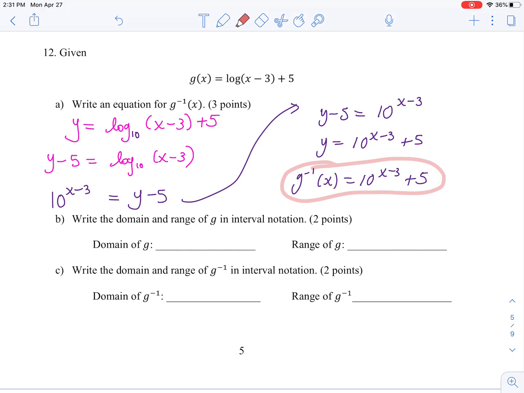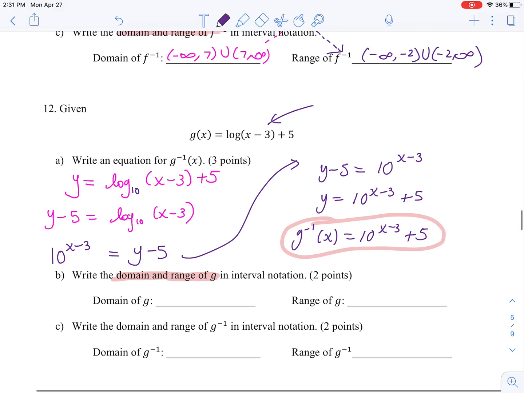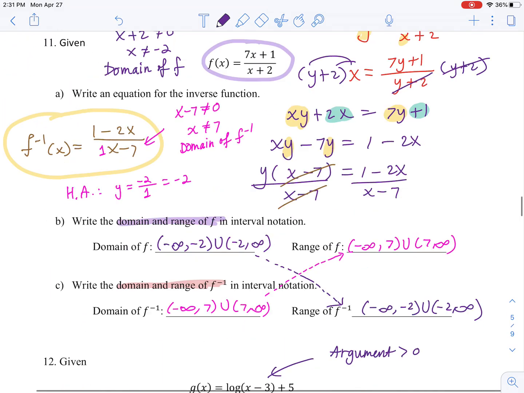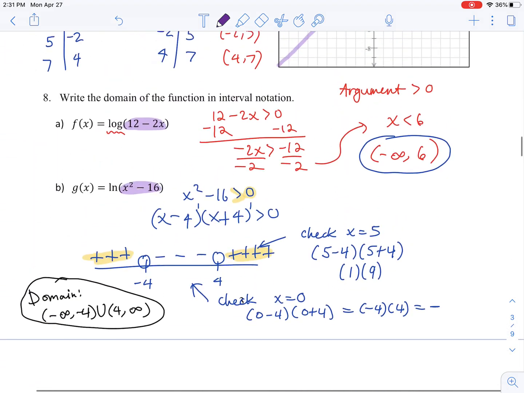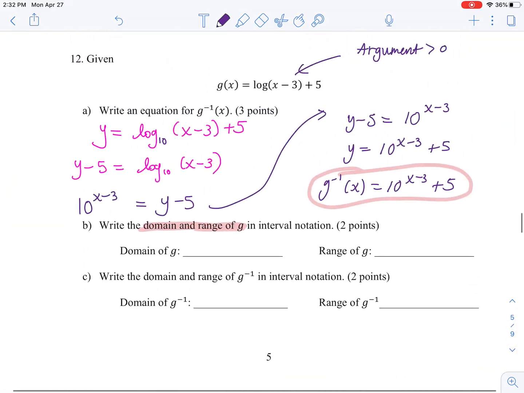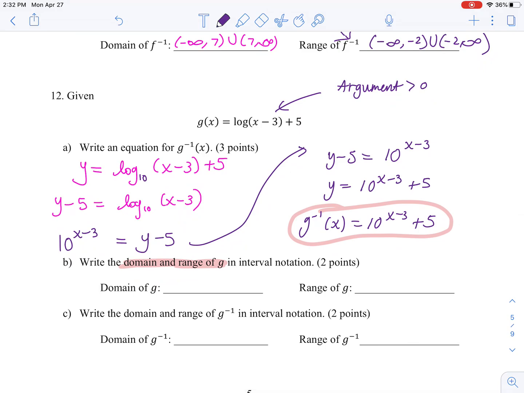Okay, so let's talk about the domain and range of this. First, the domain and range of g. Notice, this is a logarithmic function, right? For a log function, the argument must be greater than 0. And we talked about that in our previous video on number 8, A and B. So the argument must be greater than 0. Argument is what? x minus 3. x minus 3 must be greater than 0. That means x must be greater than 3, and that is the domain of g.